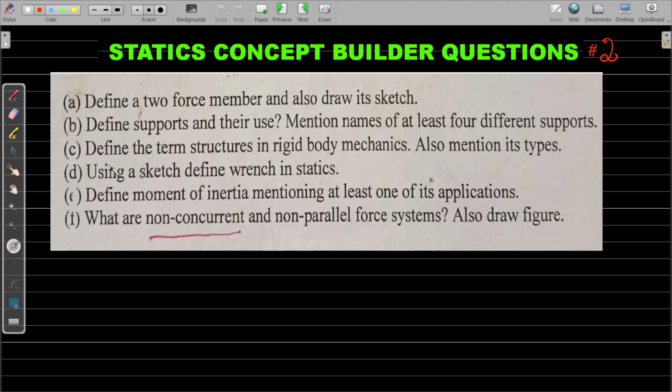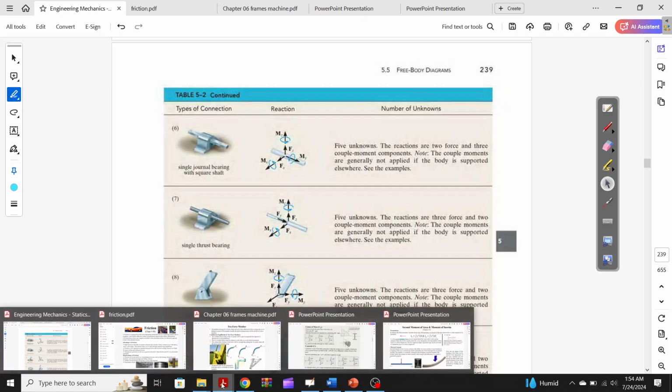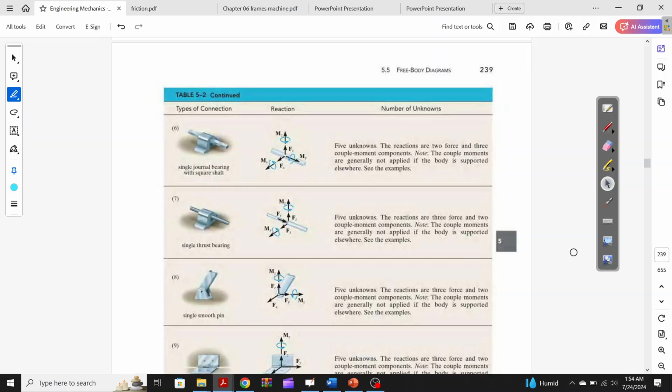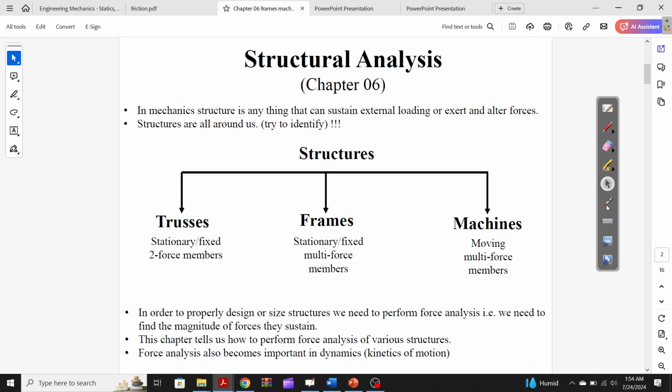The third question is: define the term structures in rigid body mechanics, also mention its types. If you answer this question, you can look over here, this is the mechanical systems. Okay, so structure is defined fully over here. Structural analysis in mechanics: a structure is anything that can sustain external loading or exert and alter the forces. Structures are all around us, we can identify them. The structures are of three categories: the trusses, the frames, and the machines.